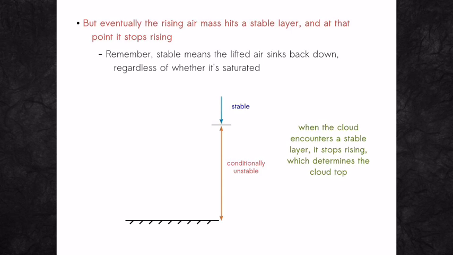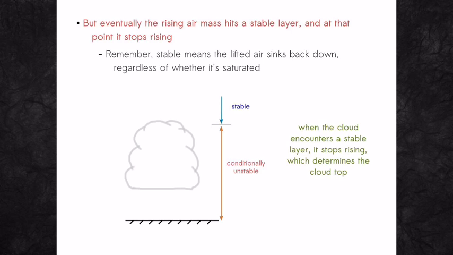Let's suppose on a given day, we have an environment that down here in the lower part is conditionally unstable. It's unstable for cloudy air. And then above that, we've got a layer that's stable, which means that everything falls back down. So what's going to happen? Well, if we form a cloud, that cloud's going to be able to extend through the conditionally unstable zone, because as long as it's conditionally unstable, it'll keep rising. But when it hits the stable layer, it'll stop.